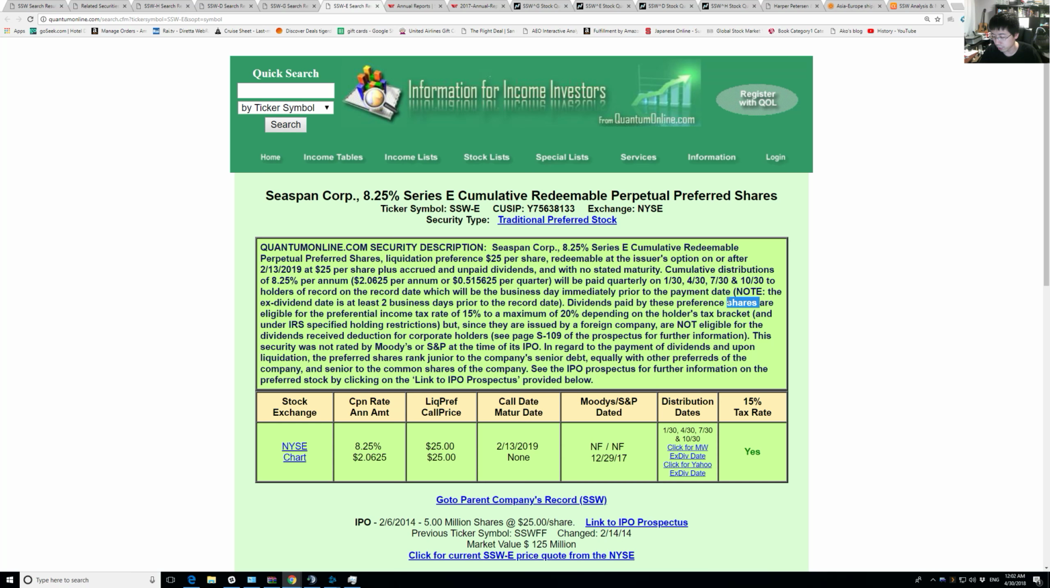Preferred shares are one of those things that are often overlooked. I think one should be well versed in all the levels of the capital structure, be it common, preferred, or debt, because opportunity can present itself at any level of the capital structure.